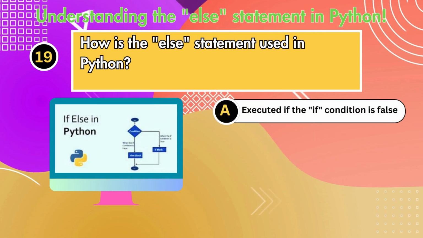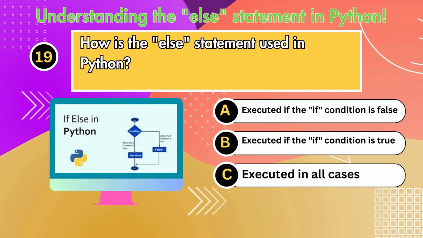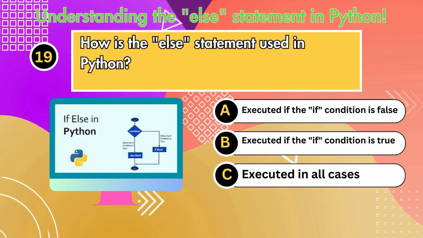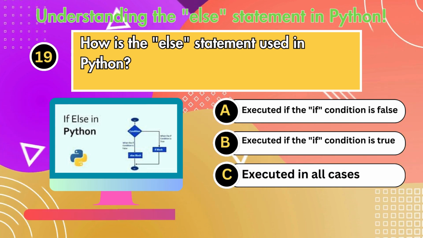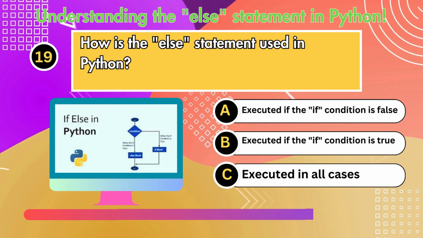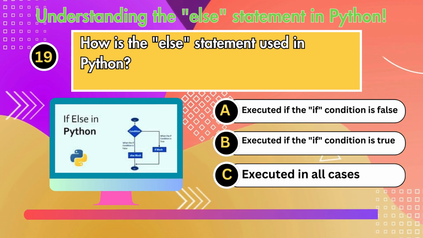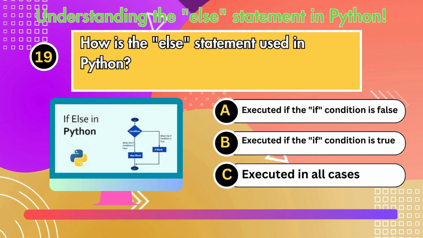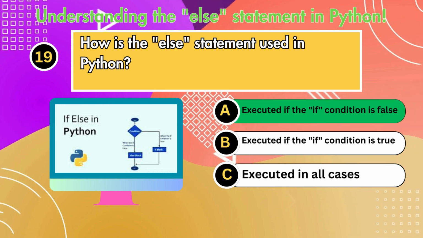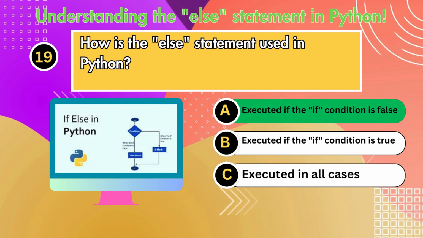How is the else statement used in Python? A. Executed if the if condition is false. B. Executed if the if condition is true. C. Executed in all cases. Answer is executed if the if condition is false.